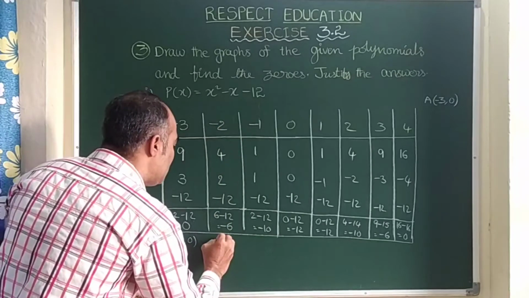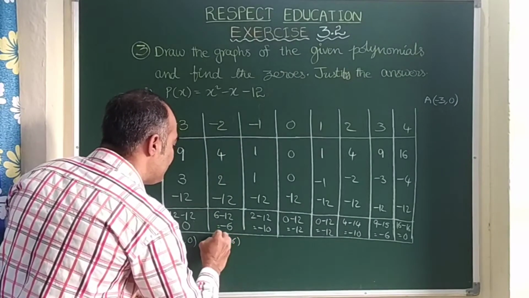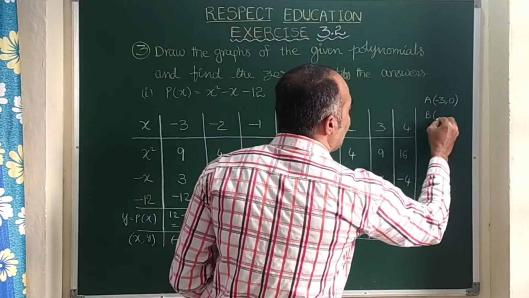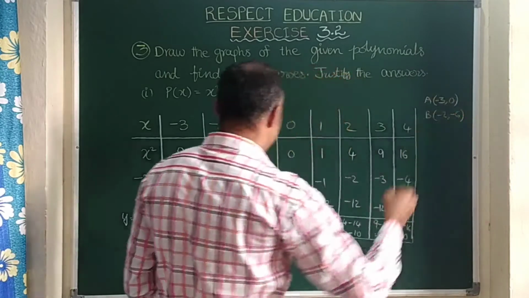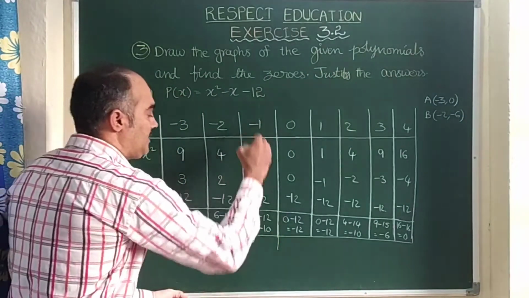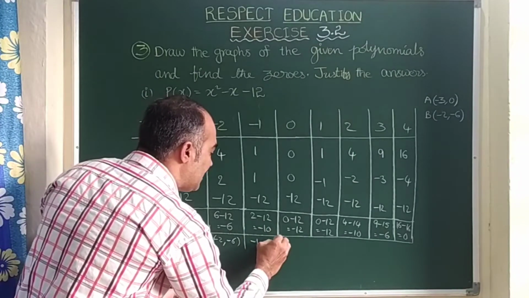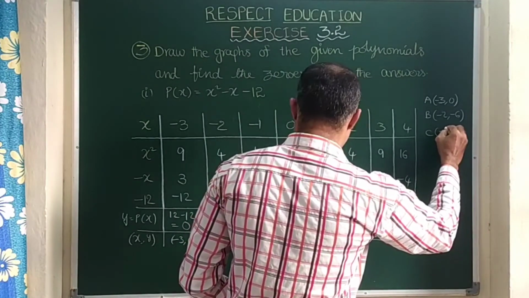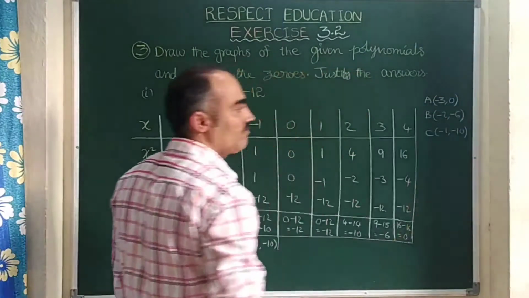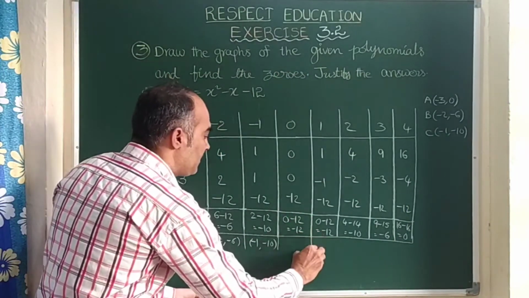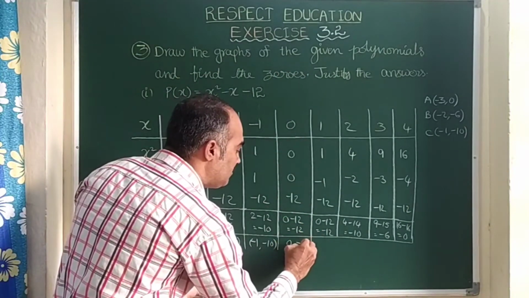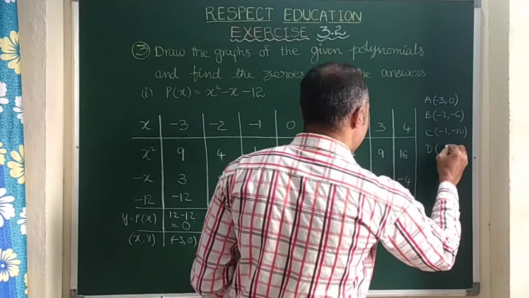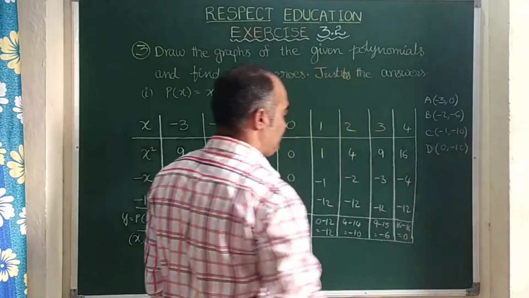Here x is minus 2, corresponding y is minus 6. Minus 2 minus 6, I am taking it as B. Third value, x is minus 1 whereas y is minus 10. So I write it as C, minus 1 minus 10. Now fourth point, x is 0, corresponding y is minus 12. So that is the fourth point I am taking as D, 0 comma minus 12.